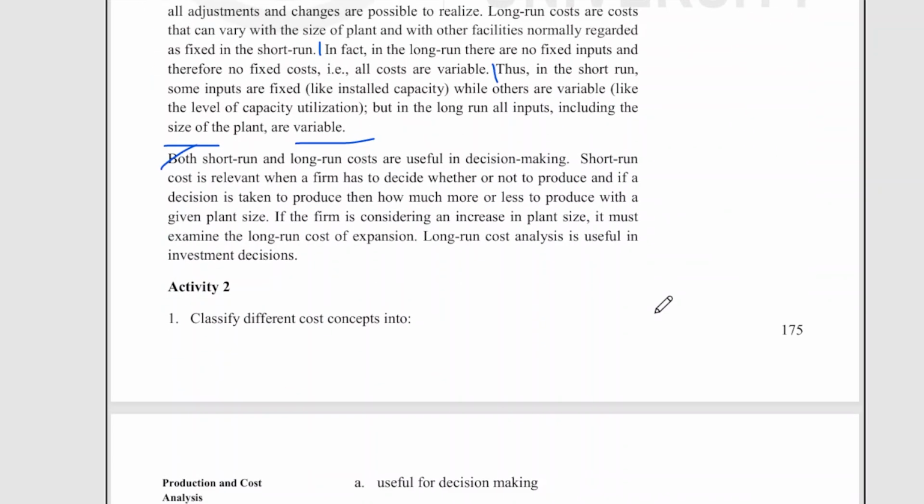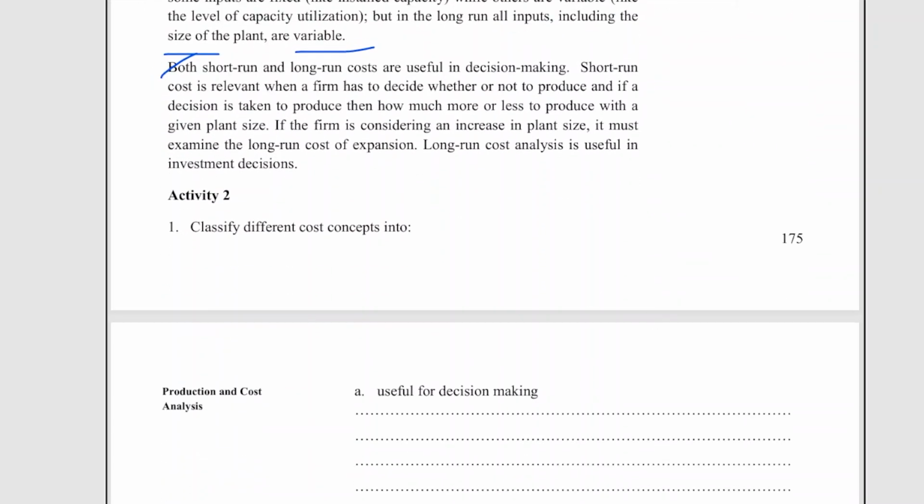Both short run and long run cost are useful in decision making. Short run cost is relevant when a firm has to decide whether or not to produce, and if a decision is taken to produce, then how much more or less to produce with a given plant size. If the firm is considering an increase in plant size, it must examine the long run cost of expansion, and long run cost analysis is useful in investment decisions.